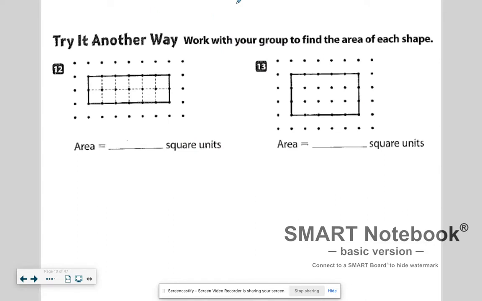All right, now, Miss Merritt, if you will pause this video, guys, I want you to look at 12 and 13, these two right here. Work with your group to find the area of each shape. So I want you to find the area of 12 and 13. Go ahead and pause this video.